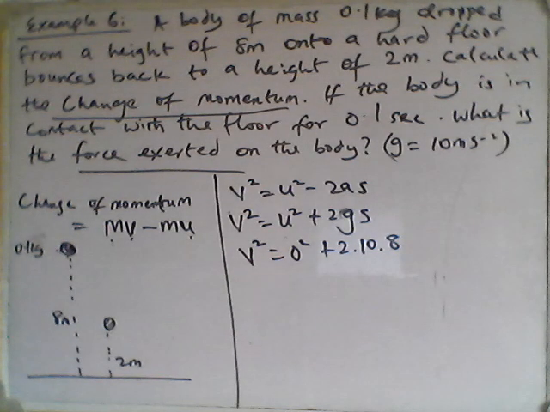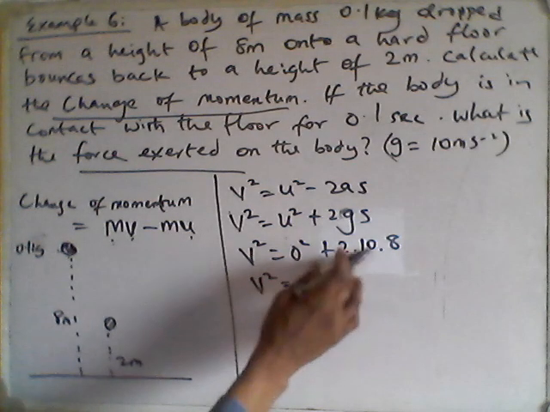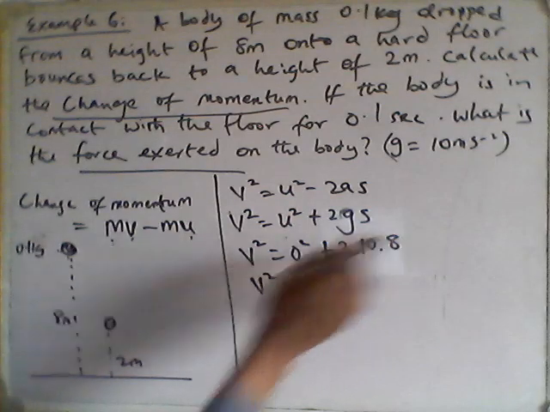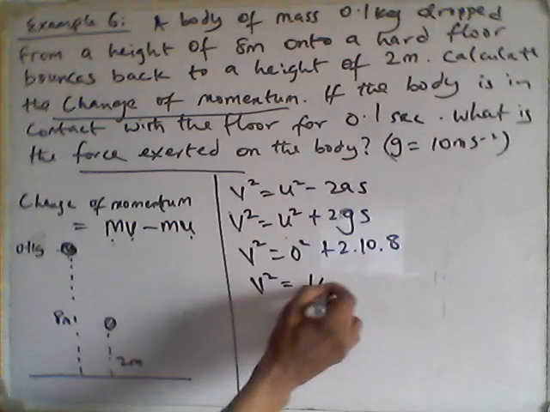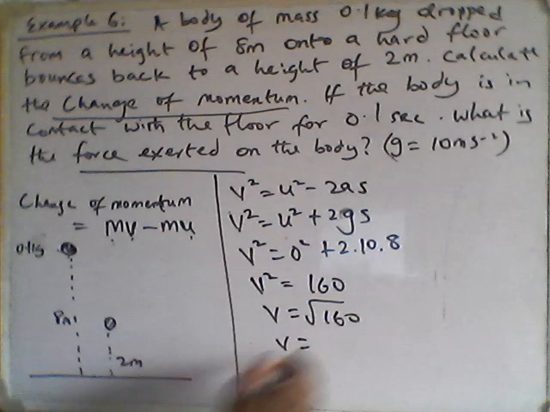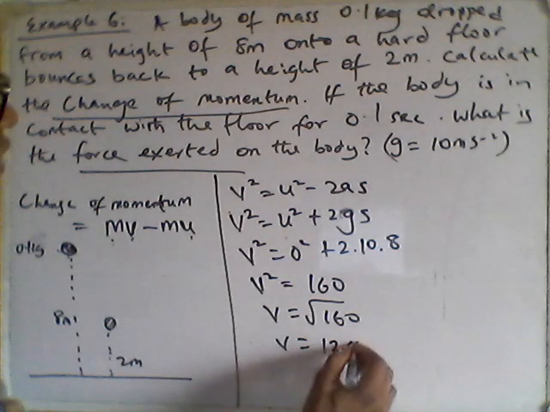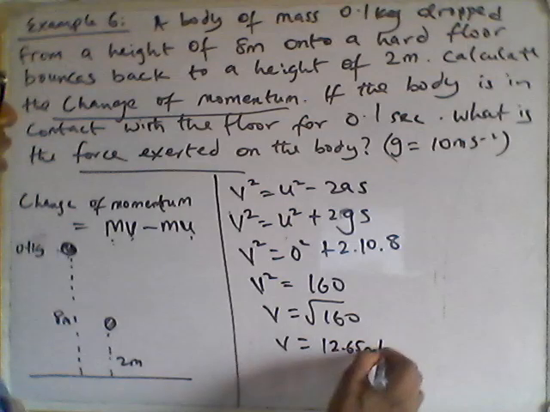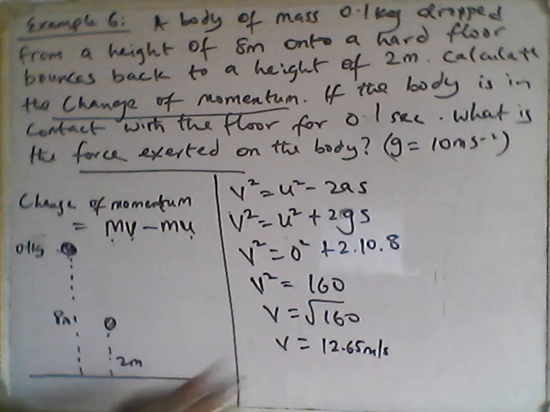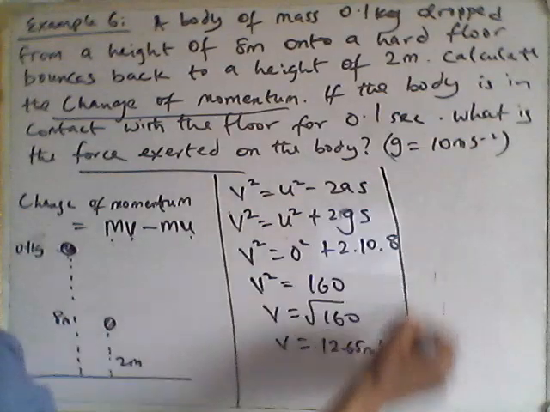Okay, so we are in business. So v square is equal to, this is already 0. This is 2 times 10 is 20. 20 times 8 is 160. So I can get v as square root of 160. So v is equal to, by the time I compute, I have 12.65 meter per second. So I've gotten v. I want to go and get u now.